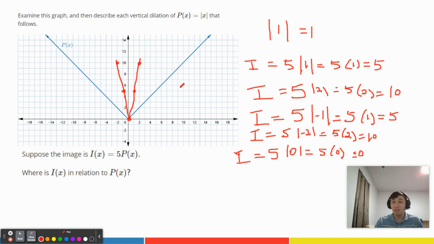And so what that means is we have a vertical stretch, because when you stretch, you're going to get taller and skinnier. And then if it was a shrink, you would be getting shorter and wider. So when there's this number on the outside, we call that a stretch because it's going to get taller and skinnier.